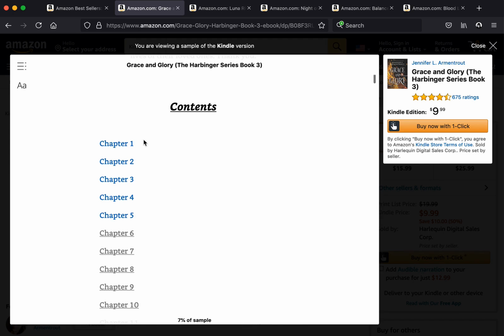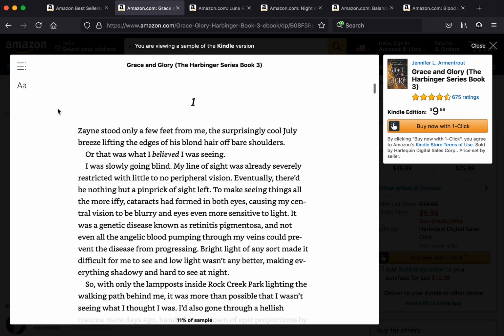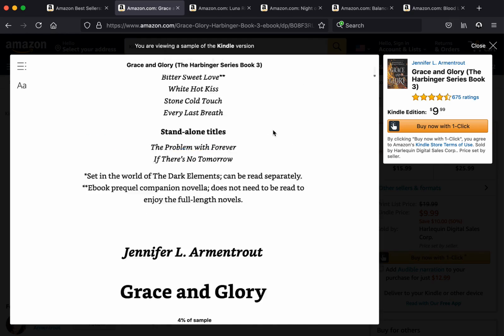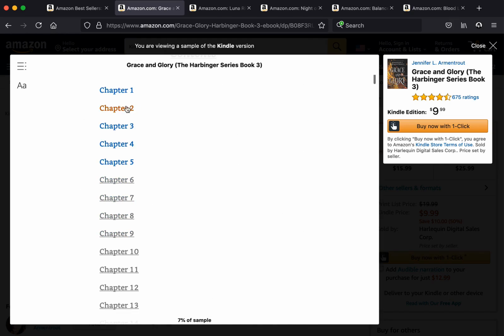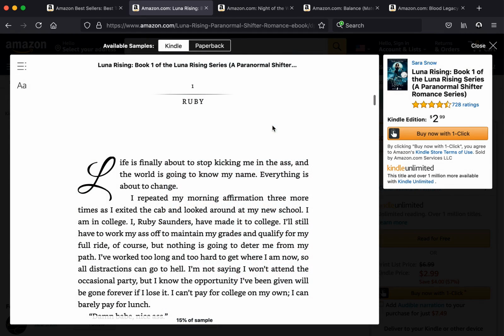So here you can see these are the chapters. See Zane stood only a few feet from me. The cool breeze, or was the what I believed I was seeing. So let's go to, we saw chapter 1. Let's go to chapter 2. Routine to spin. I knew what Zane meant when he said he was flying. Okay.